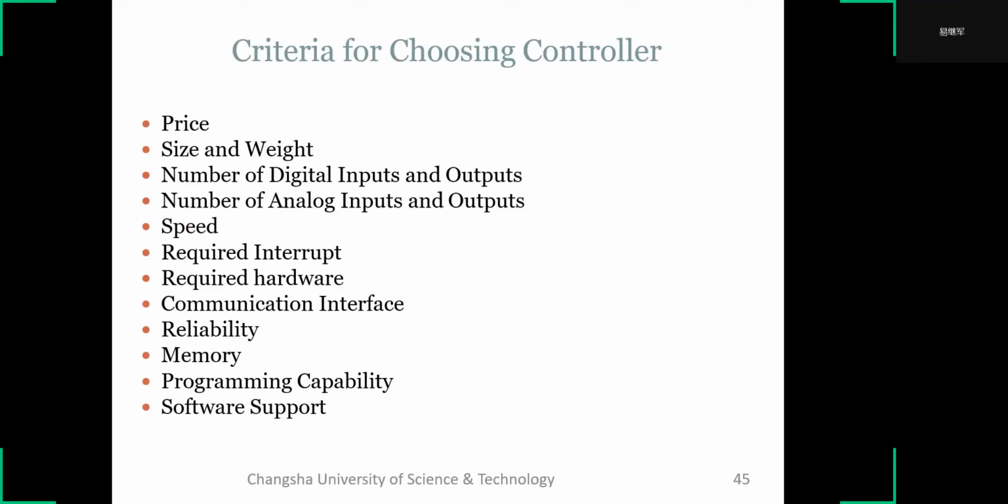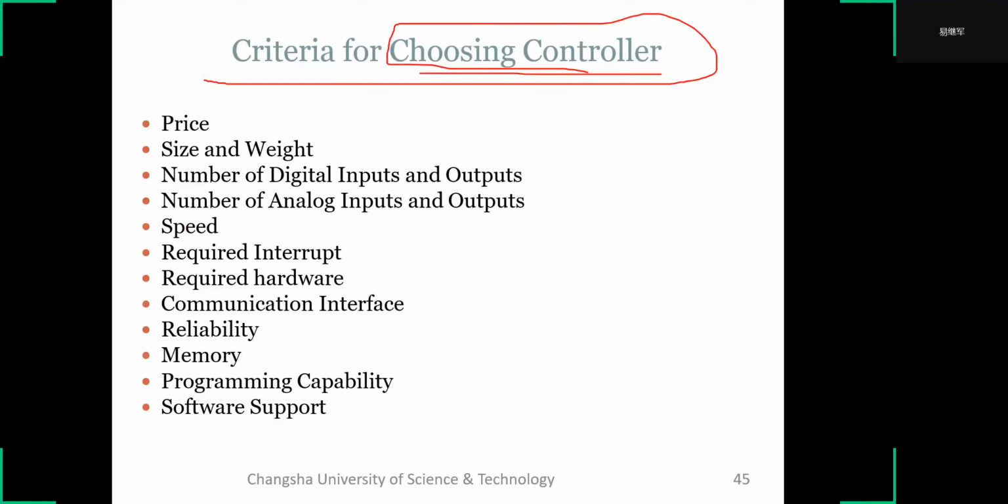From these criteria, we can choose a controller. Choosing a controller: price, size, weight, and the number of inputs and outputs, speed, required interrupts, required hardware, communication interface, reliability, memory, programming, compatibility, software support. This is the criteria for choosing a controller.